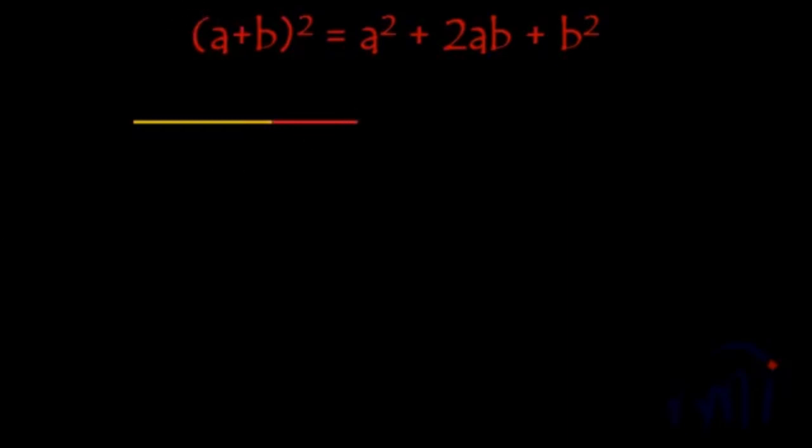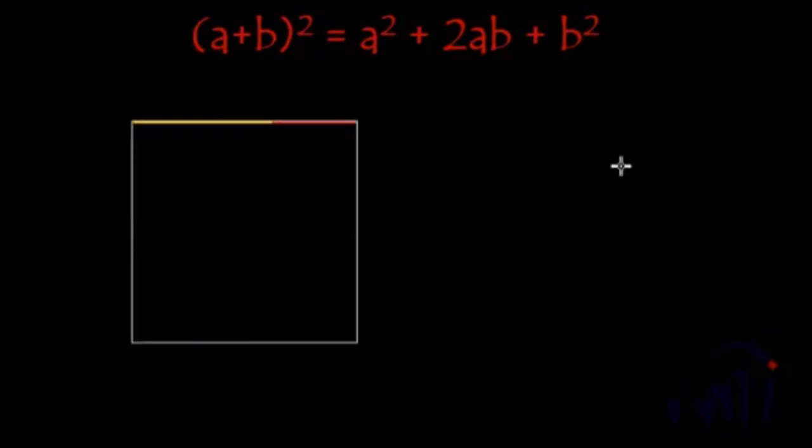And what we have to find? We have to find (a plus b) whole square. So let me make a square over here. So this will be (a plus b) square. This is a square whose one side is equal to a plus b, because from here till here this yellow line was equal to a, and from here till here this red line was equal to b. So this is a square whose one side is equal to a plus b.